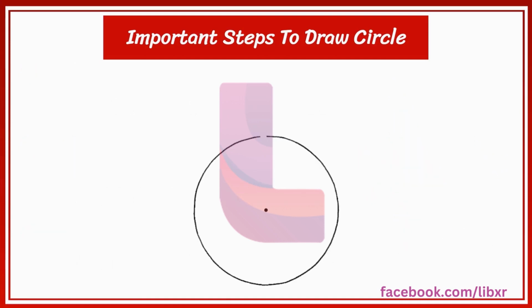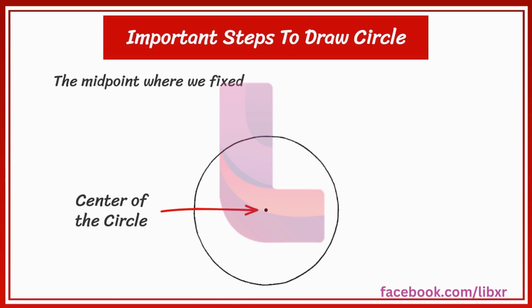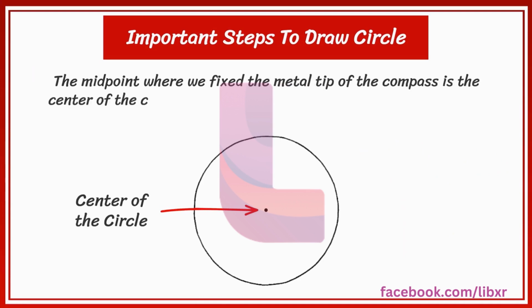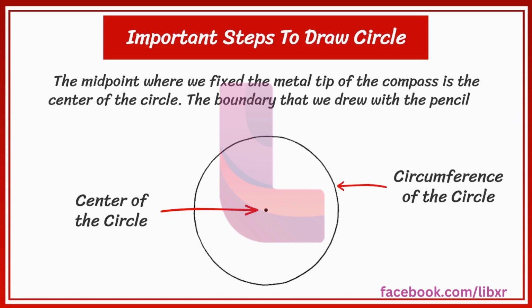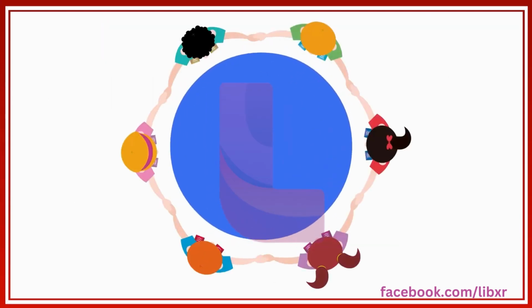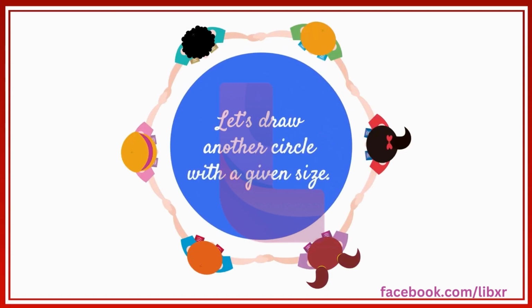Look, we have constructed a circle. The midpoint where we fix the metal tip of the compass is the center of the circle. The boundary that we draw with the pencil is the circumference of the circle. Let's draw another circle with a given size.